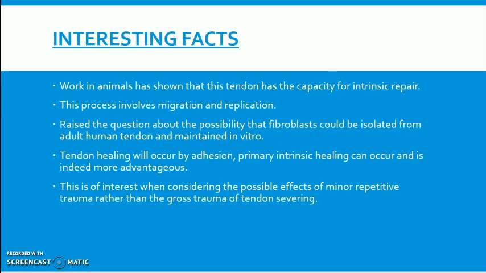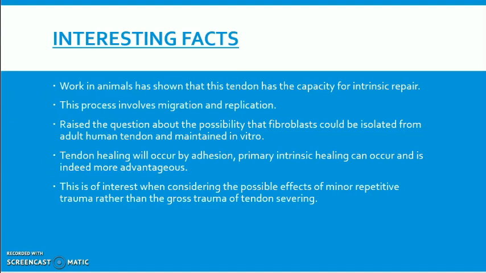Interesting facts. There are many different aspects and characteristics to a tendon fibroblast cell. Work in animals has shown that this tendon has the capacity for intrinsic repair. This process involves migration and replication. It has raised the question about the possibility that fibroblasts could be isolated from adult human tendons and maintained in vitro. Tendon healing will occur by adhesion.